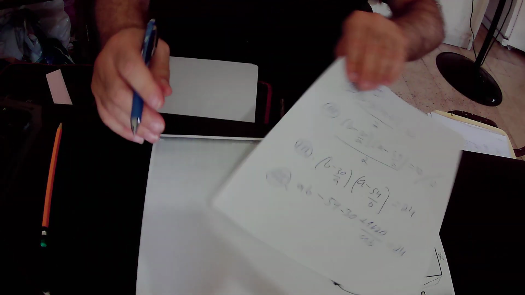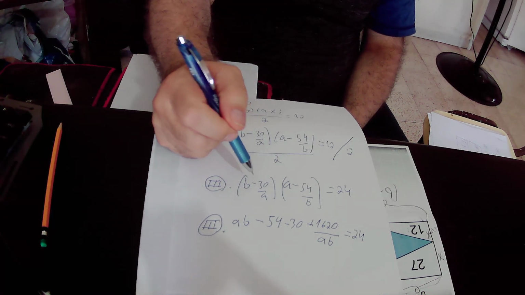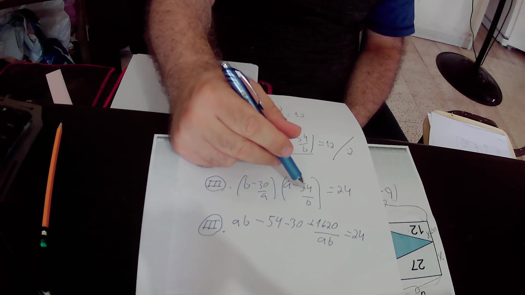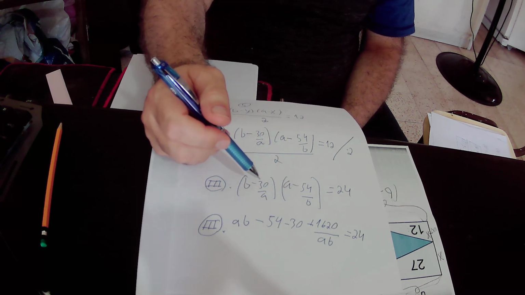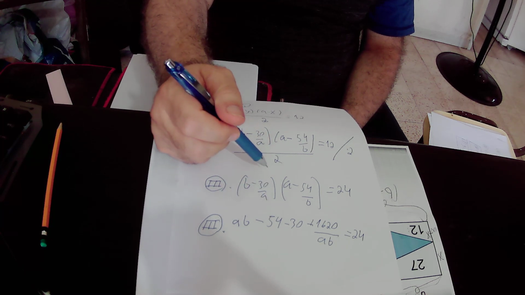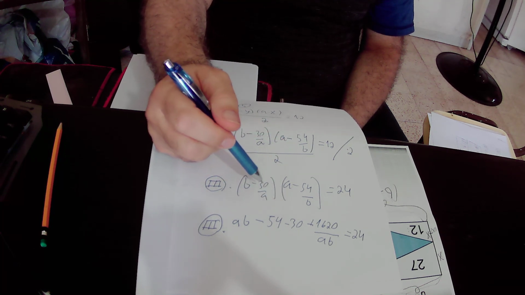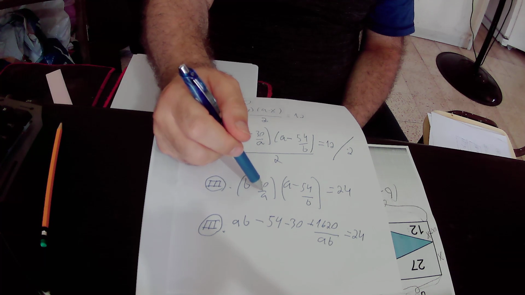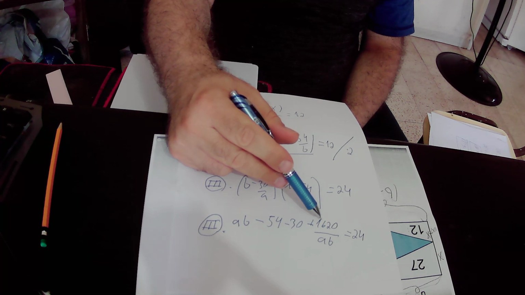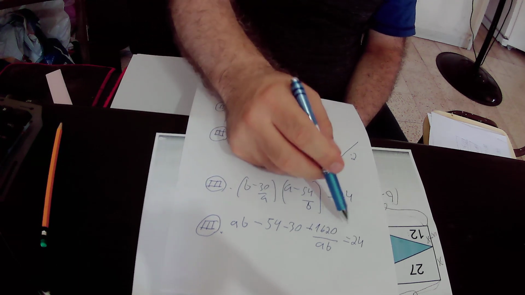Okay, I will repeat. b times a is ab. b times minus 54 over b is minus 54, and minus 30 over a times a is minus 30, and minus 30 over a times minus 54 over b is 1620 over ab. Okay, and all equals 24.